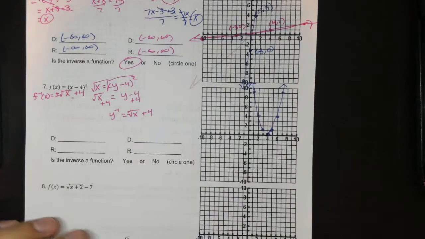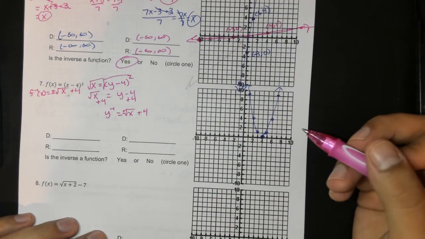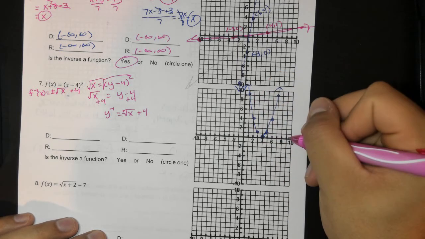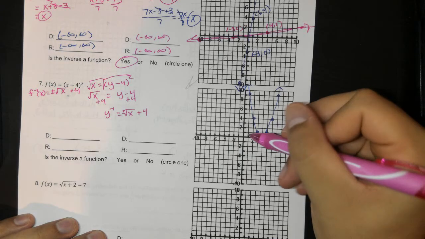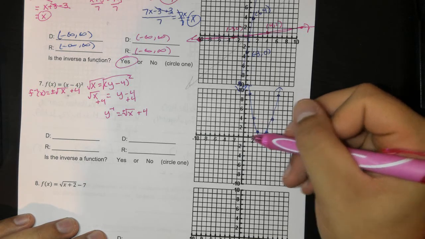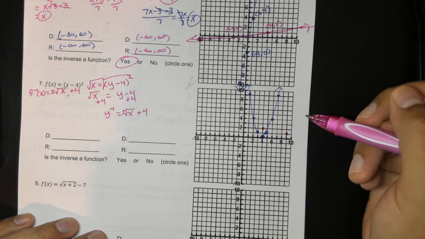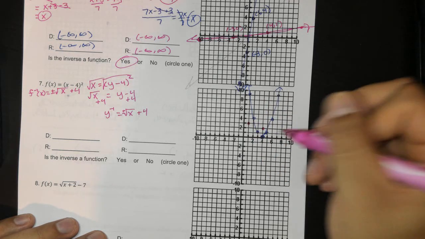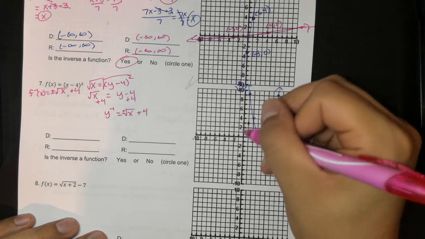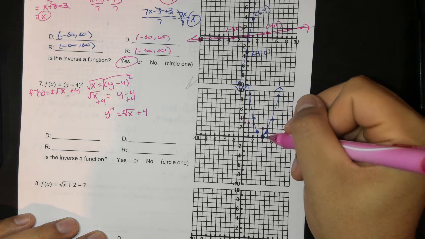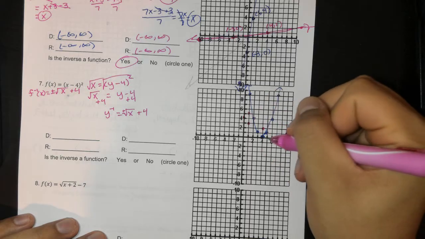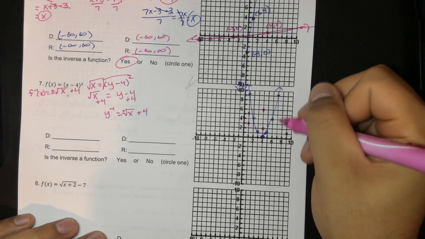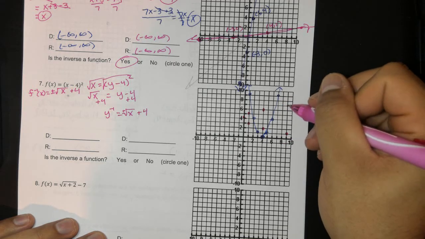Alright, so now we got to graph this one. Again, all you could do is just take these points and just flip their x and y's. So here we have 1, 9. If I flip that, we get 9, 1. Here we have 2, 4. If I flip that, we get 4, 2. We got 3, 1. If I flip that, we get 1, 3. We got 4, 0. If I flip that, that's 0, 4. We got 5, 1. Flip that, that's 1, 5. 6, 4. Flip that, that's 4, 6. 7, 9. If I flip that, that's 9, 7.